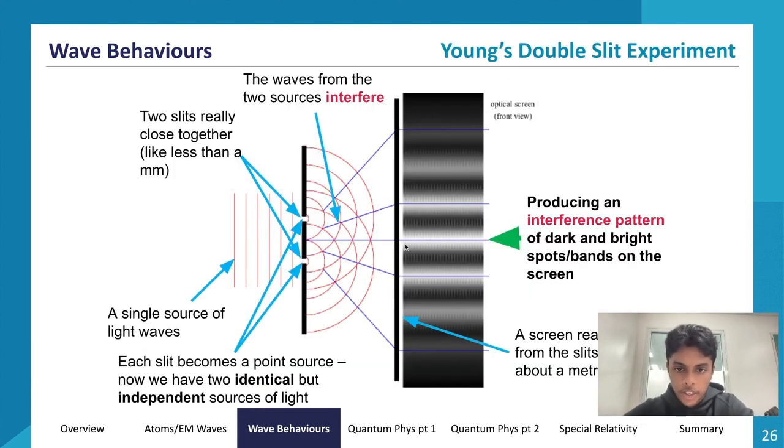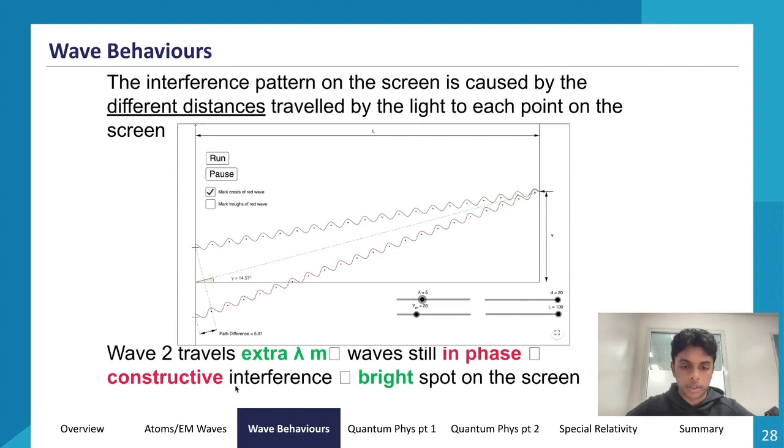So that's what these spots are. We have the central maxima here, and then we have the first maxima, second maxima, etc. These other white spots are caused by wave 2 or wave 1 travelling an extra distance to get to the bright band, but they're still in phase. So that's what the other maxima are caused by. When they travel an extra whole number of lambda to get to the spot, they're still undergoing constructive interference, so they'll still produce a bright spot on the screen.